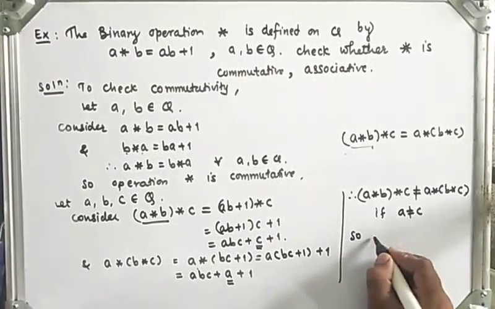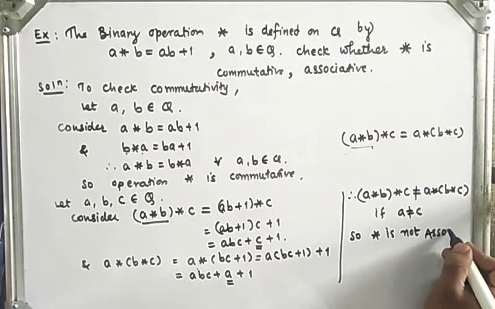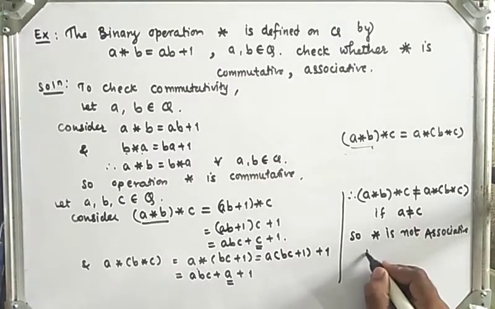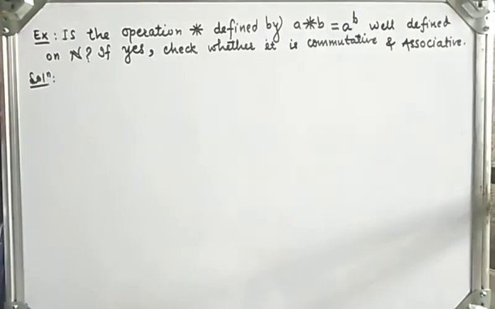So what we say, star is not associative on the set of rational numbers, right? So let's see another example. So this is another example.